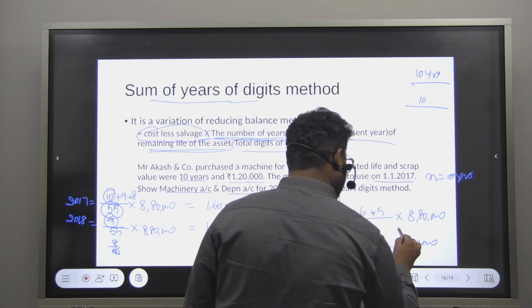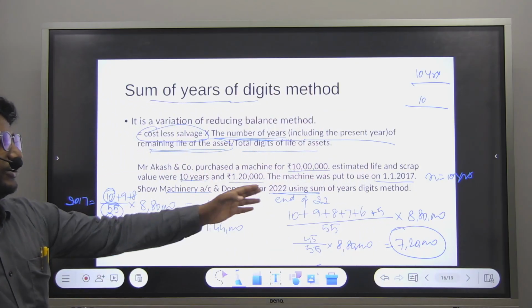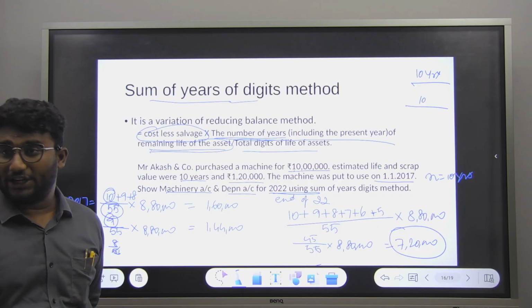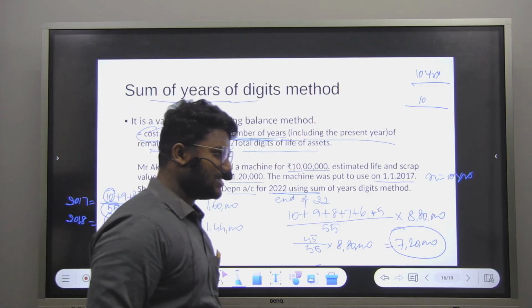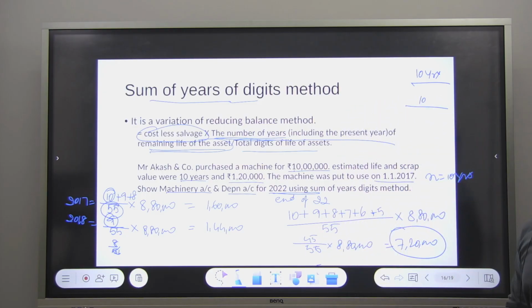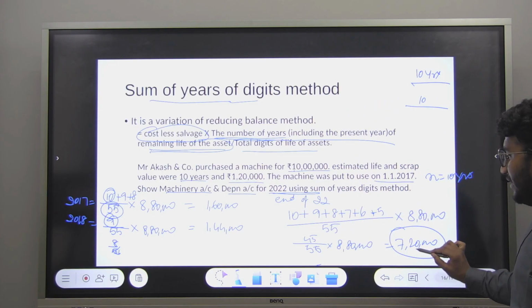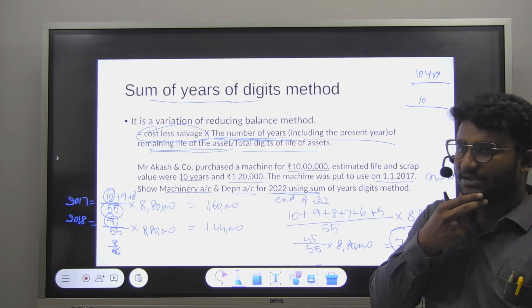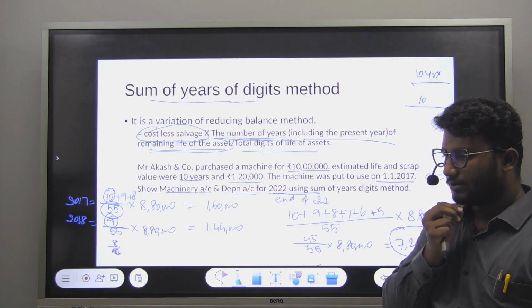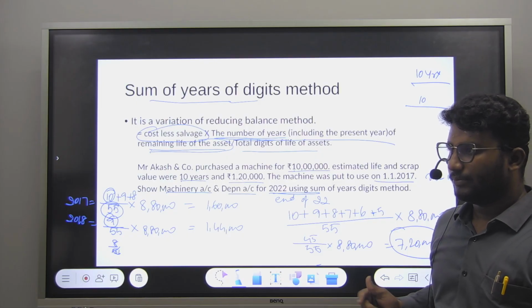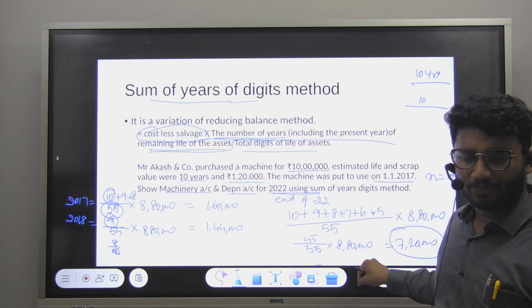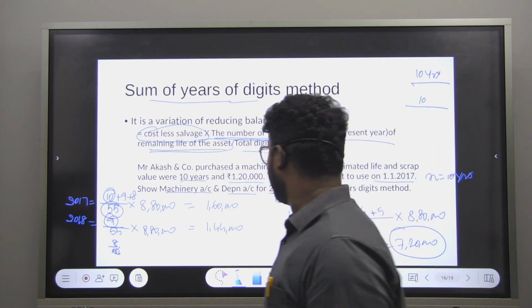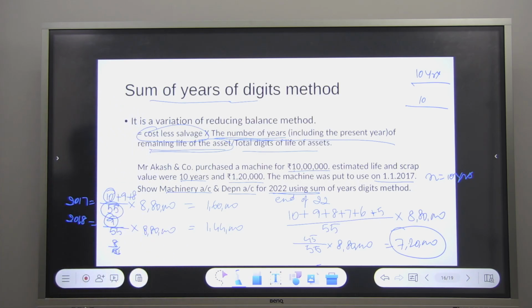So what does it mean? At the end of 6th year, that means at the end of 2022, total depreciation charged is 7,20,000. Any doubt in the calculation of depreciation? No, sir. Okay. So now this is at the end of what?